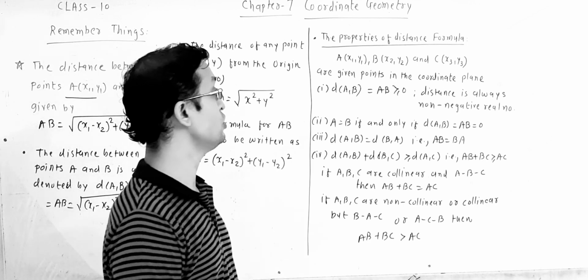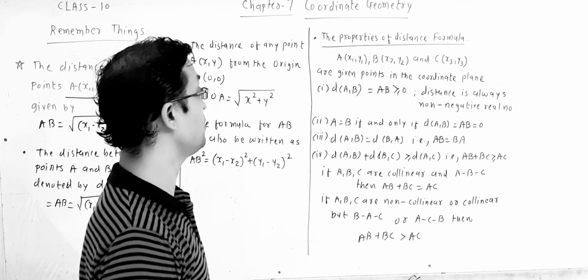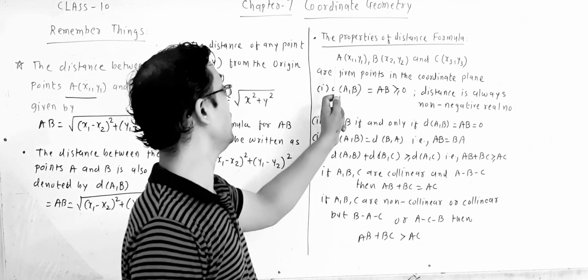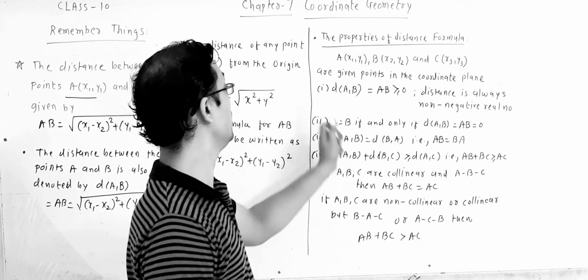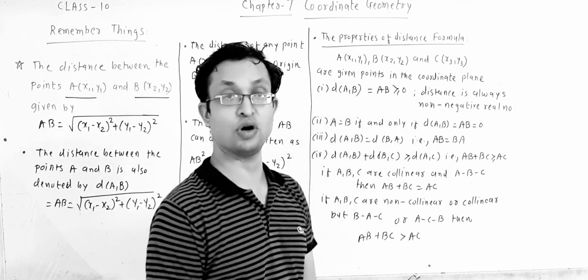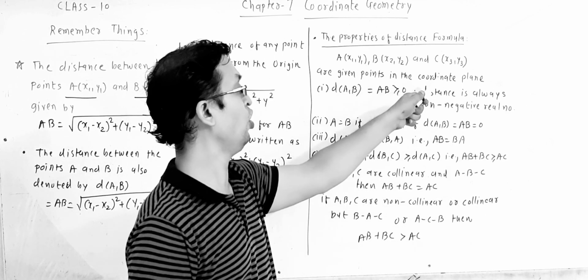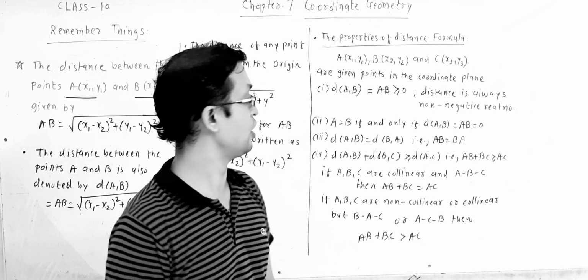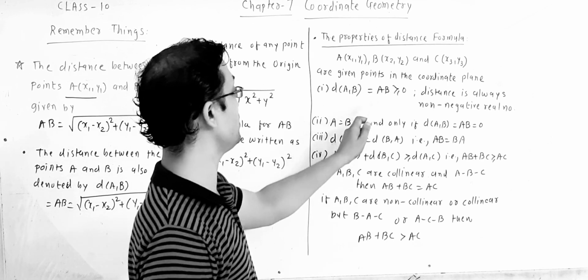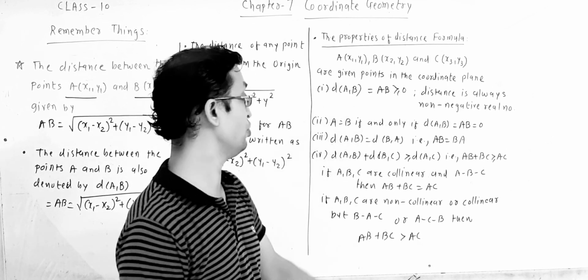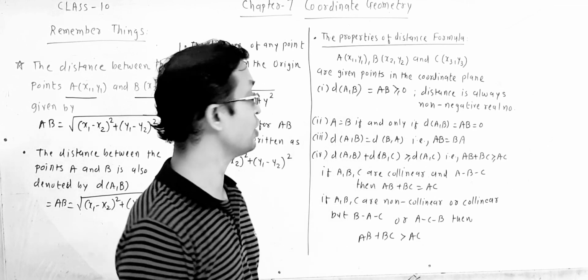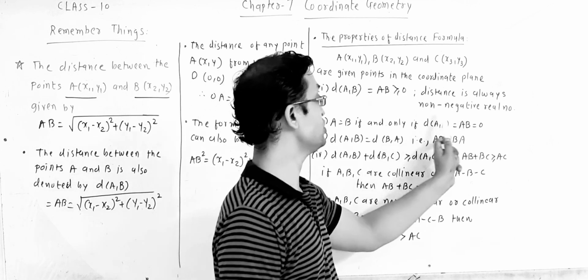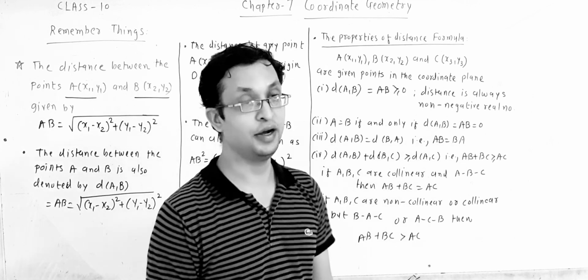Here are the properties of the distance formula. You remember all these properties. Here A (x1, y1), B (x2, y2) and C (x3, y3) are 3 given points in the coordinate plane. Property 1: distance of AB is always greater than or equal to 0, because distance is always a non-negative real number.